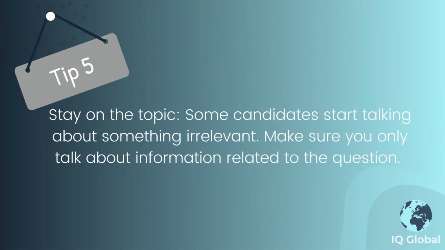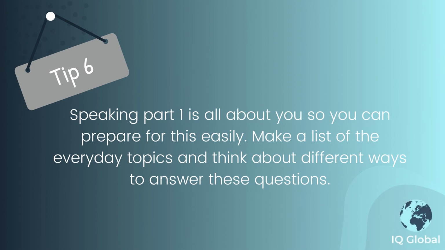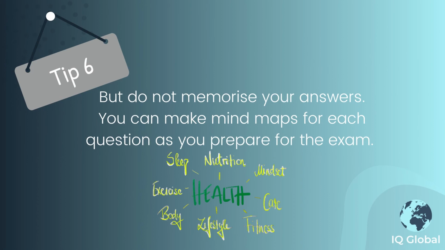Tip 5. Stay on the topic. Some candidates start talking about something irrelevant. Make sure you only talk about information related to the question. Tip 6. Speaking Part 1 is all about you, so you can prepare for this easily. Make a list of the everyday topics and think about different ways to answer these questions. But do not memorize your answers. You can make mind maps for each question as you prepare for the exam.